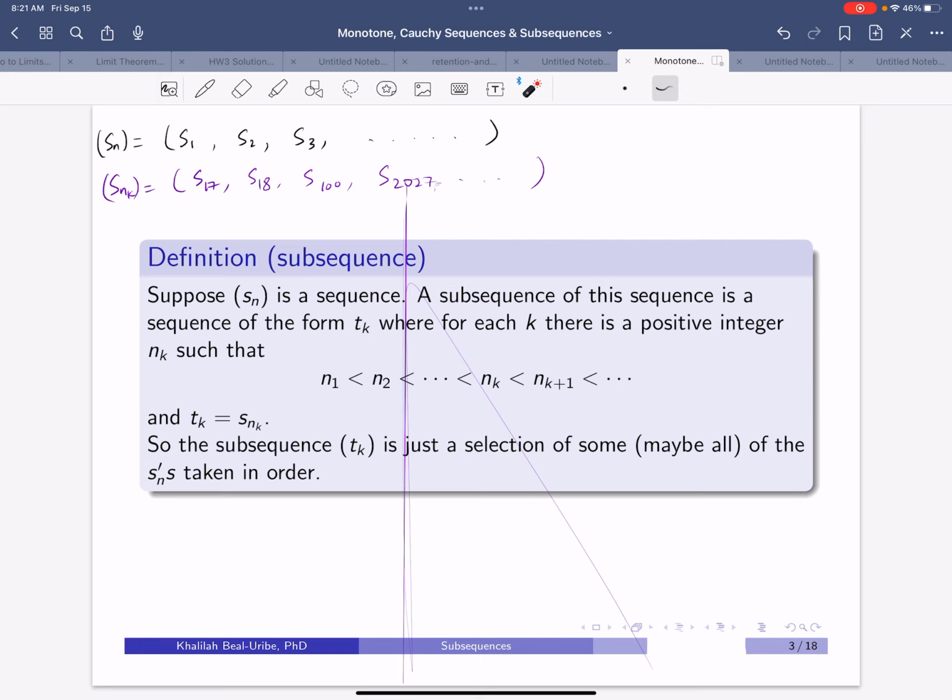So if we look at the example I have here, I'm going to use a different color. T1 would be S17. T2 would be whatever S18 is. T3 would be whatever S100 is, right? And so n1 would be 17. n2 would be 18. n3 would be 100. So the n_k just tells you which term you're using, okay?